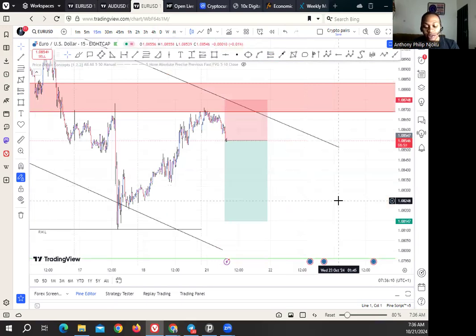Probably I'm going to place it right now on this call on my account. Don't forget to apply proper risk management, guys. 20 pip stop loss and 40 to 50 pips profit on Euro USD.